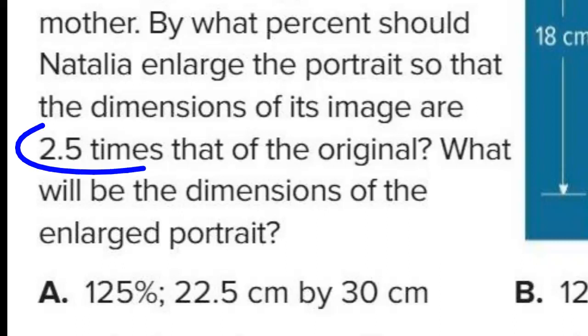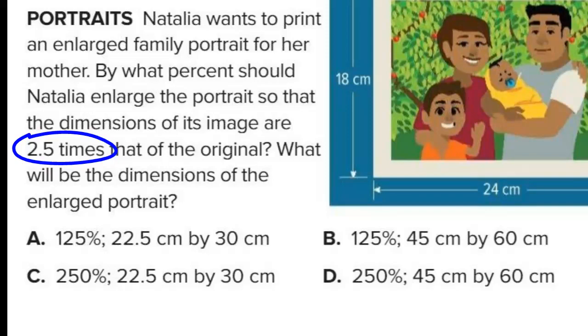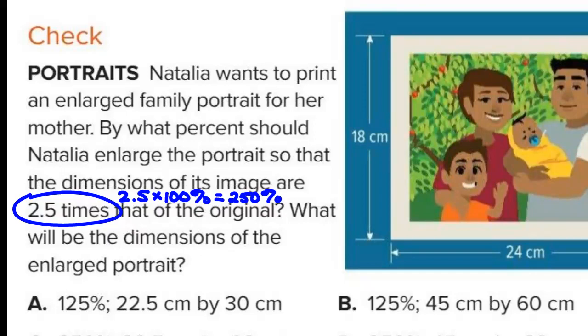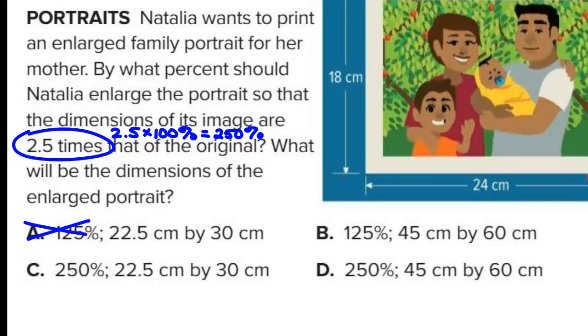They said it's supposed to be 2.5 times that of the original. So which percent is right? 125% or 250%? 250%. We do 2.5 times 100%. That's how we get 250%. So which answers can we cross out right now? A and B.